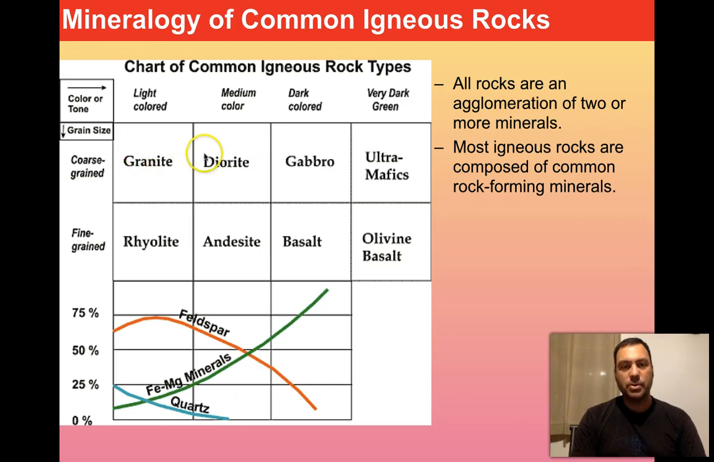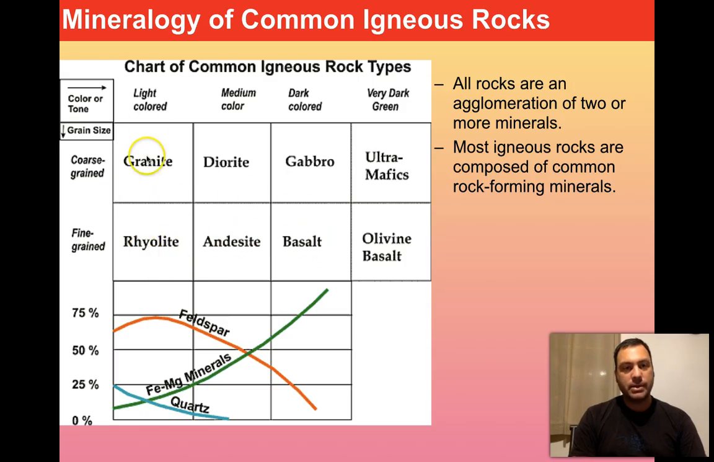The medium-colored one would be something called a diorite, and a dark rock would be called a gabbro. We'll come into these groups a little bit later, okay? But there's a fine-grained equivalent, an extrusive version, right? And these would be the rhyolite, the andesite, and the basalt.